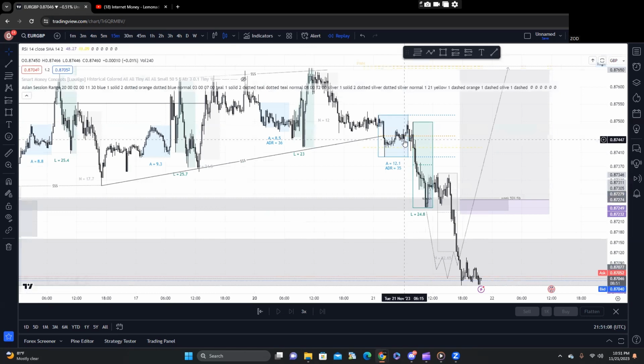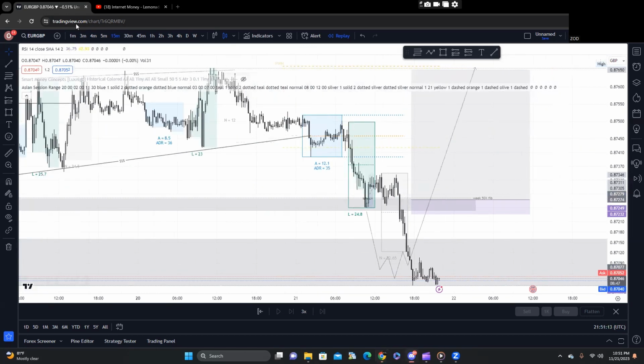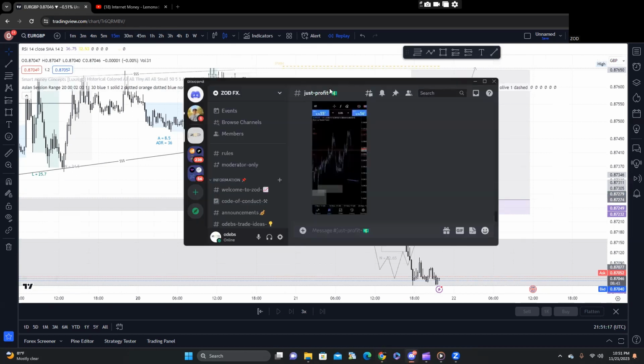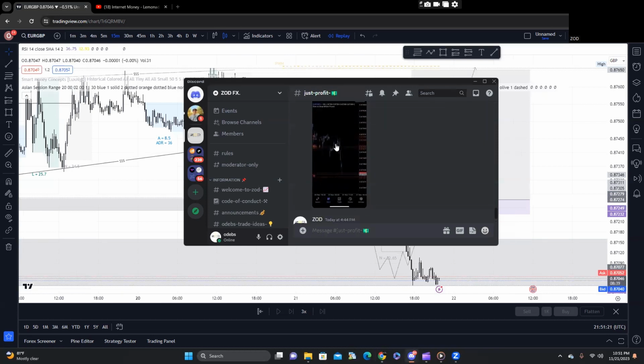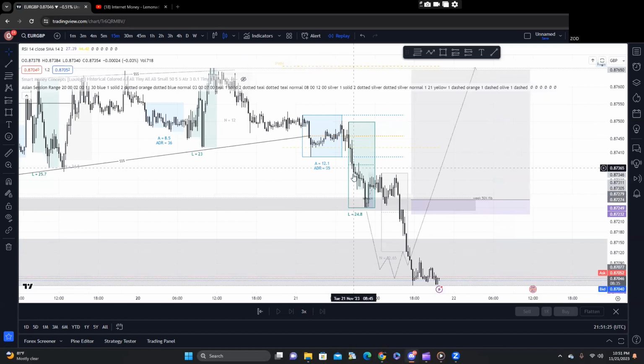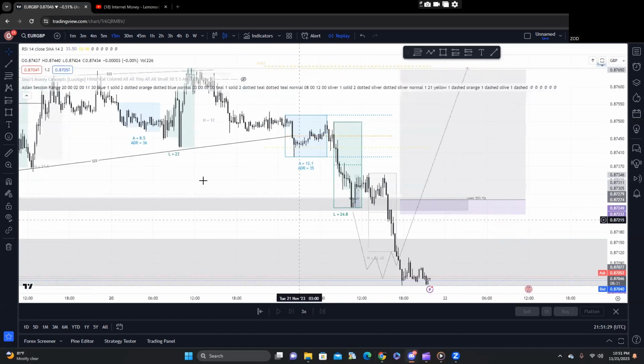And I did anticipate that we could take a sell from this level, which I had taken on my Discord channel right here. EURGBP. So you can see the sell. I took it from the origin and took it all the way down to this level. Why? Because I was anticipating a buy from this level.